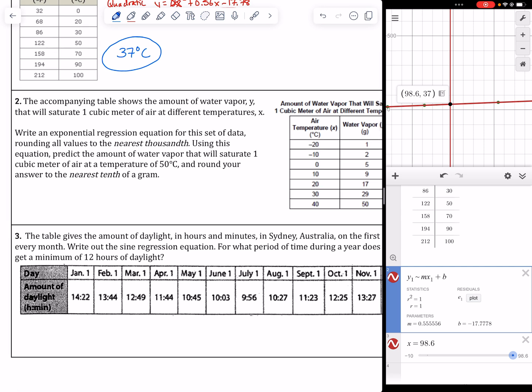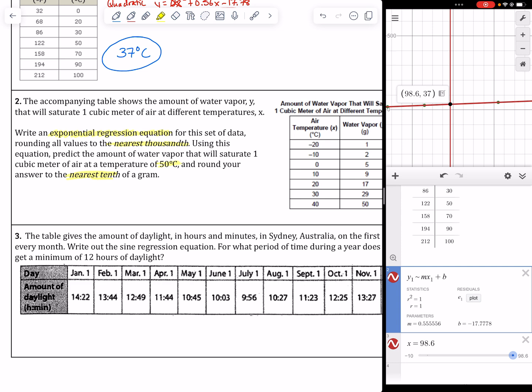The accompanying table shows the amount of water vapor Y that will saturate 1 cubic meter of air at different temperatures X. Write an exponential regression equation for this data set. So we know we need exponential. Rounding all values to the nearest thousandth, so that's 3 places after the decimal. Then using this equation, predict the amount of water vapor that will saturate 1 cubic meter of air at a temperature of 50 degrees Celsius, and round your answer to the nearest tenth of a gram.